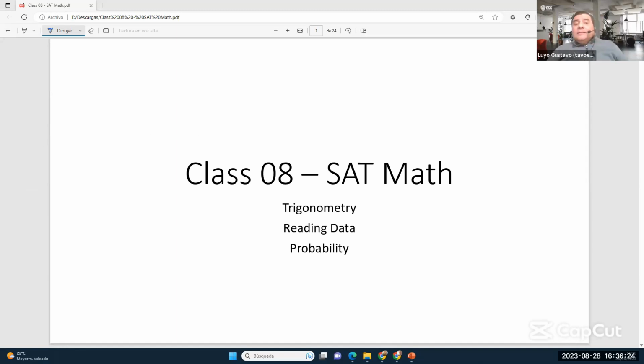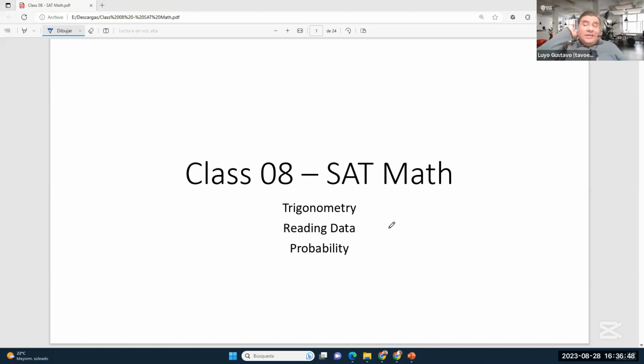Okay, today let's study 3 topics. The 3 topics are trigonometry, reading data, and probability. Well, these 3 topics actually are kind of easy. The questions that you can see here are based only on a few principles.